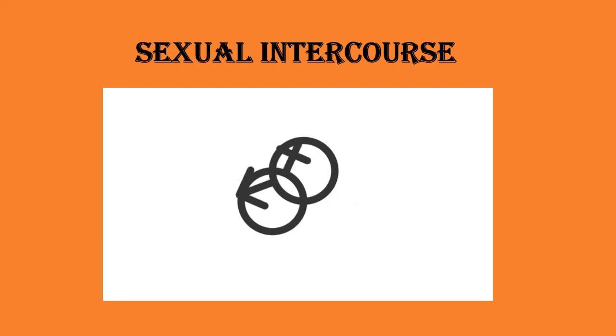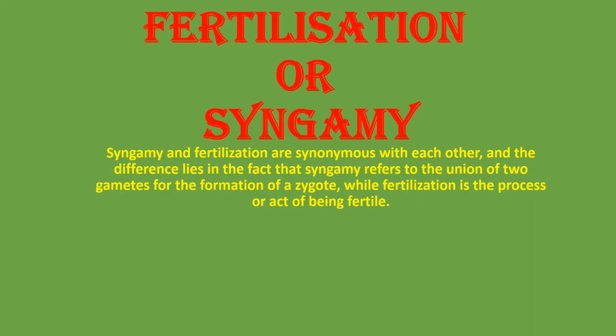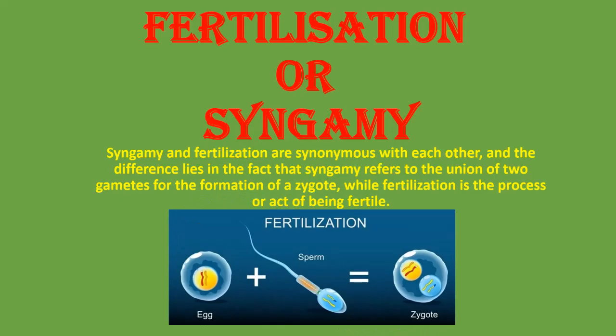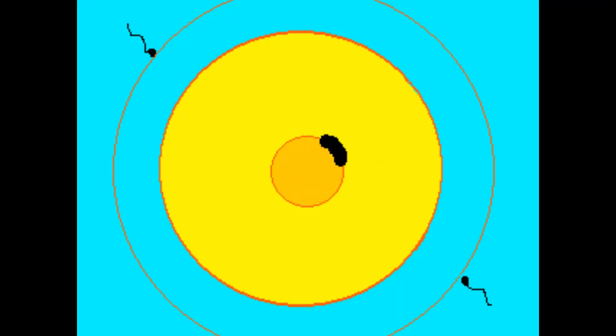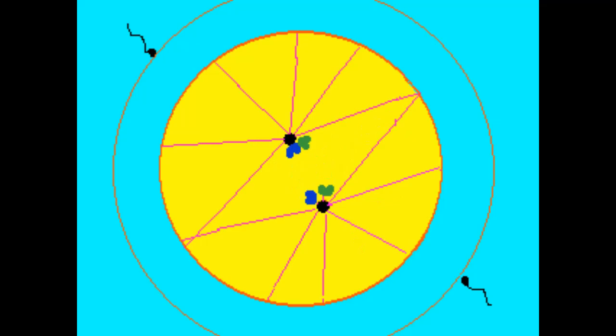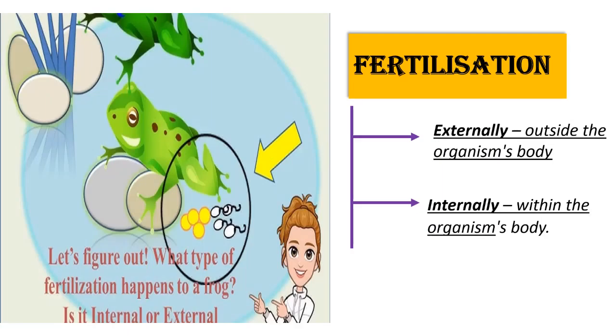Next stage is fertilization. Fertilization, or syngamy, is the process where male and female haploid gametes fuse to form a diploid zygote. This can happen either externally, outside the organism's body, or internally, within the organism's body.